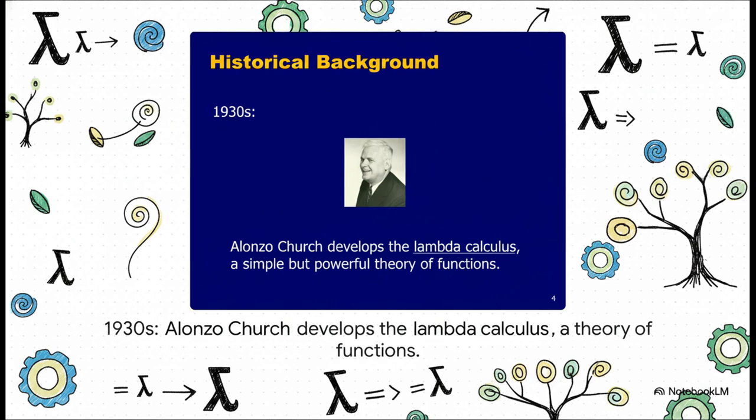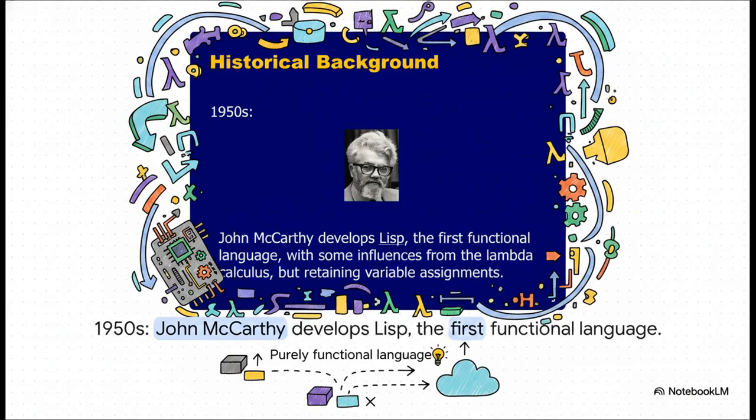He came up with something called the lambda calculus, which sounds complicated, but it's basically a really simple, powerful set of rules for thinking about how functions work. It wasn't even a programming language. It was a pure mathematical system for talking about computation.